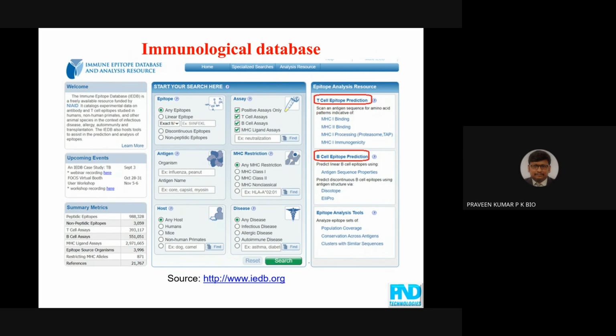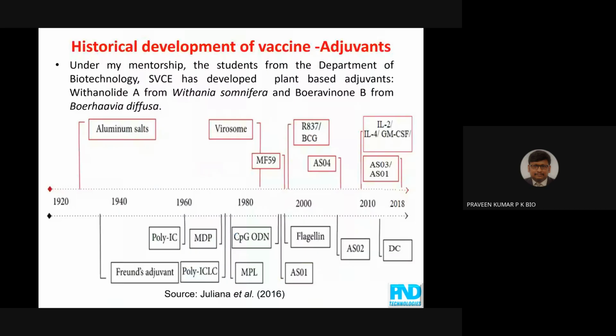We can also see the historic development of vaccines. In my research lab at SVC, we are working on the latest adjuvants like AH04, AH03, IL4. In my PhD research, I worked on all these adjuvants I mentioned, that is interleukins, granulocyte macrophage colony stimulating factor, and saffron and other plant-based adjuvants we have tried in our lab, and we can also use dendritic cells.